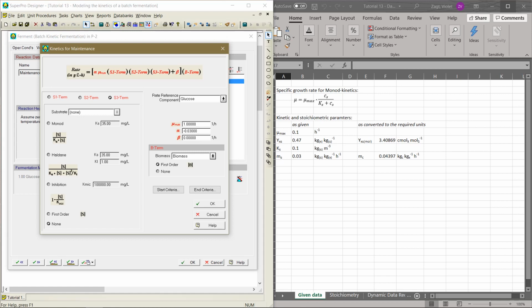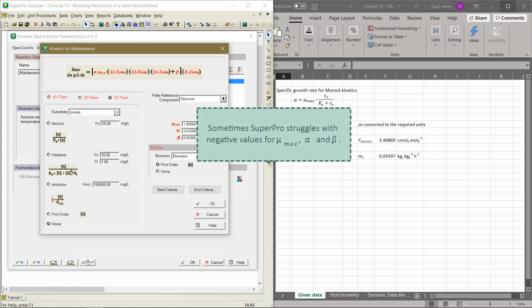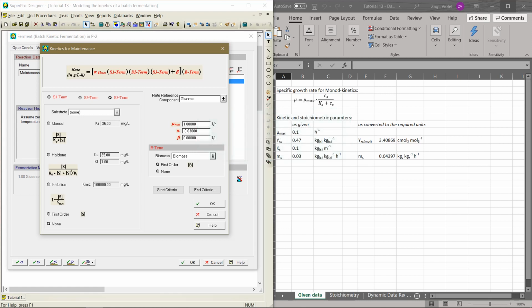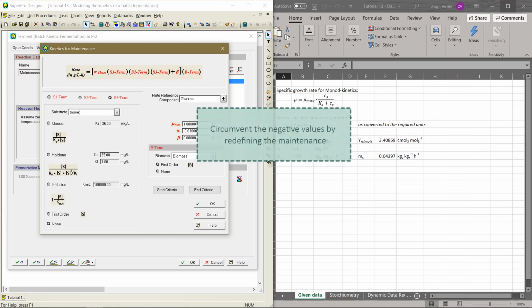In my personal experience, however, this method is unreliable. Sometimes it gives nonsense answers, and running the simulation often takes a very long time. I'm not entirely sure why, but it seems that SuperPro struggles with negative values in the kinetics. Luckily, there is a solution, because there is a way to circumvent negative values altogether.